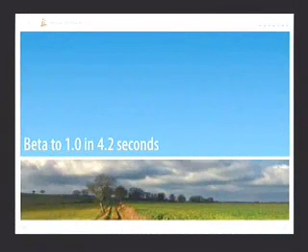All right, so beta to 1.0 in 4.2 seconds. We got into an interesting situation with the timelines, and this is something I want to talk about. I don't expect every project to be like this, but this was our personal experience, and it had some very positive challenges associated with these timelines.